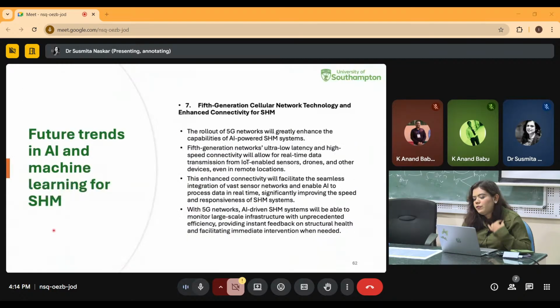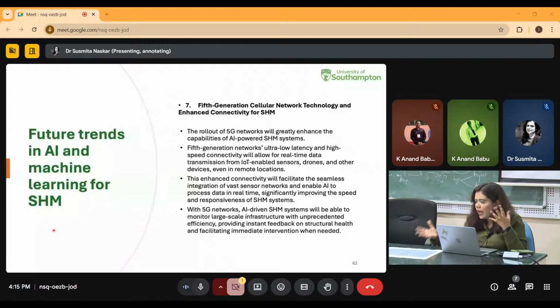Now another important one among those 8 is the 7th one, which is 5th generation cellular network technology, enhanced connectivity for SHM. The rollout of the 5G network is going to dramatically improve the capabilities of AI-powered systems. 5G mainly provides ultra-low latency and high-speed connectivity. When we are talking about the drone, where we have an issue with connectivity, that's where this helps a lot. That's one of the connectivity issues we discuss, especially when you have a vast number of sensor networks, right?